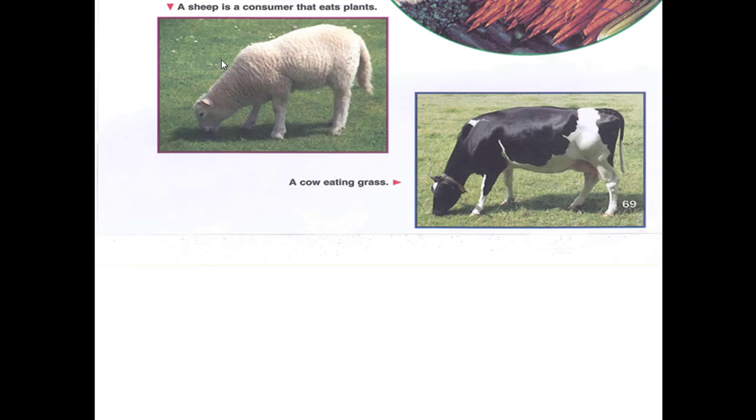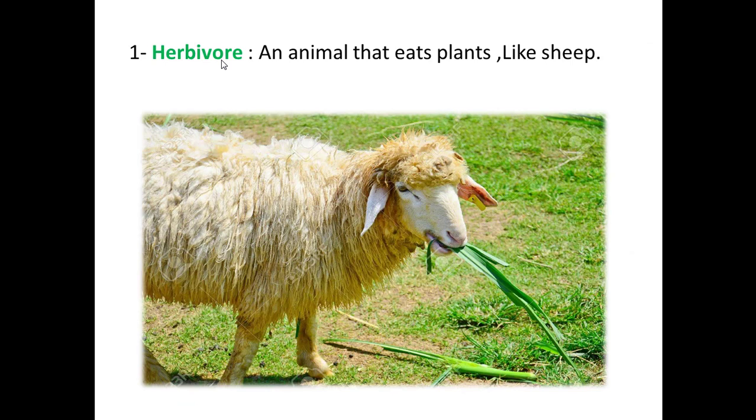And guys, we have 3 types of consumer. The first type is herbivore. Herbivore, an animal that eats plants, like sheep. Sheep is a herbivore. Why? Because it only eats plants.